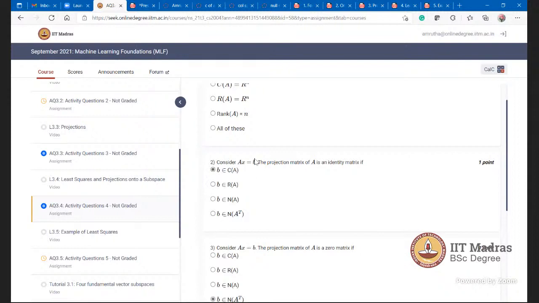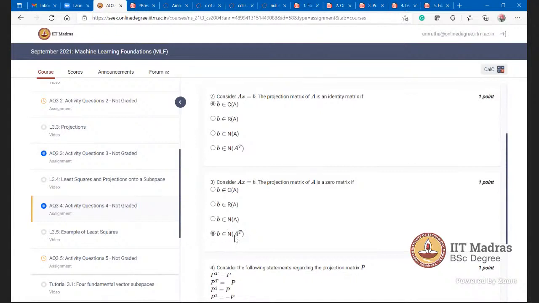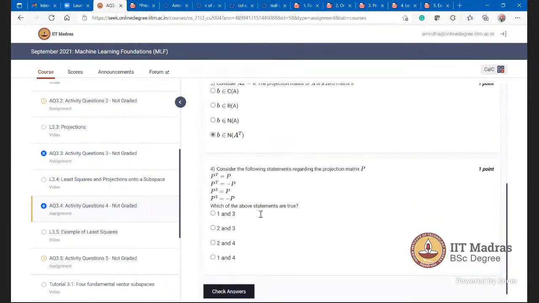When B is in the column space of A, when you multiply that projection matrix P with B, you will get the Ax equation. Therefore we will get an identity matrix here. So when B belongs to C of A, you will get the identity matrix, and when B belongs to the left null space, you will get a zero matrix, which leads to A transpose x equal to 0. Based on that relation, the value will be the zero matrix. So this is the answer. This we have seen many times.